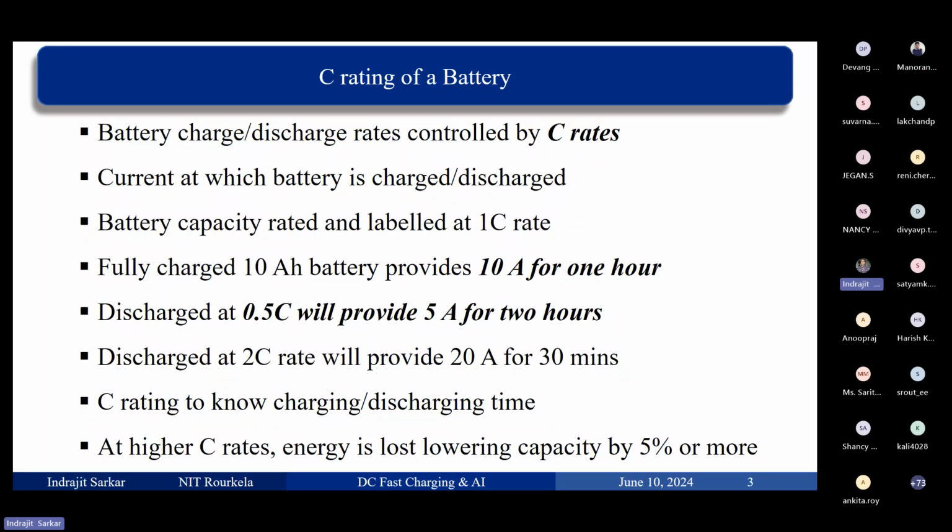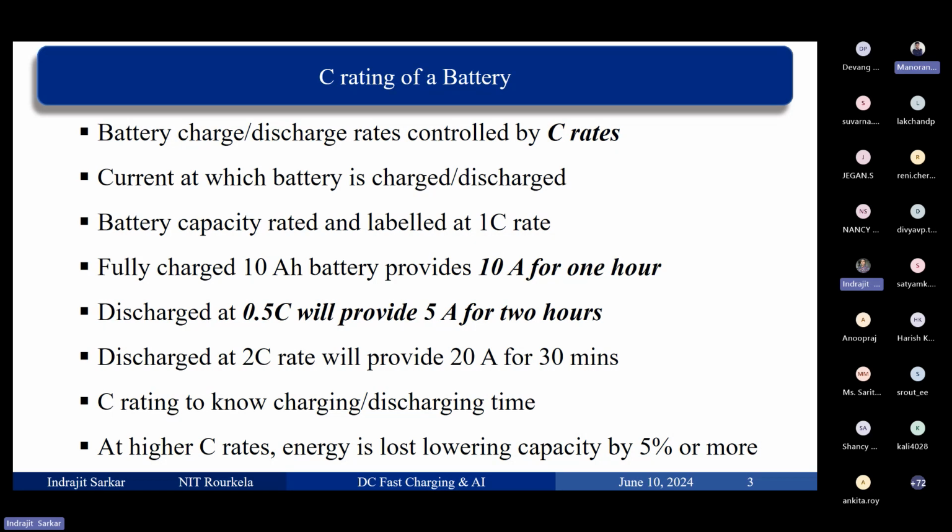it is delivering 10 ampere, then it will last for 1 hour. This is the convention, 1 hour. So if we discharge at 0.5 C, it will provide 5 ampere, and the time will become 2 hours, because 10 ampere hours means 5 into 2, it becomes 10. Similarly, we can calculate the time and current, but the time is a rough estimation, because when you are discharging the battery at more current, there will be loss.